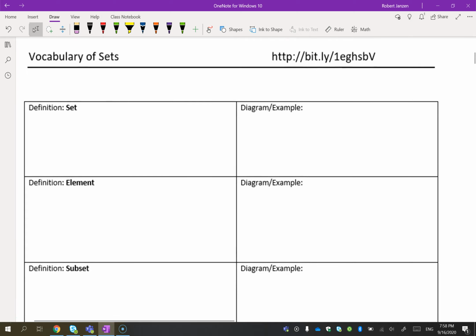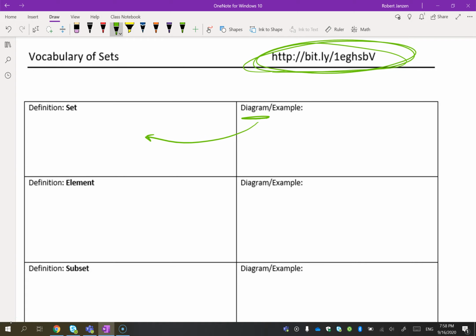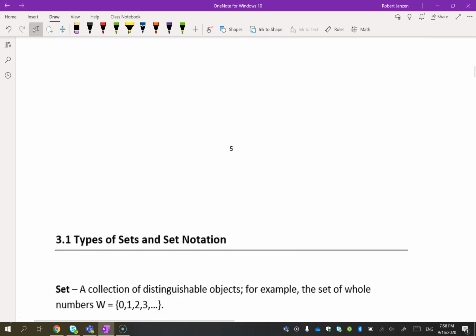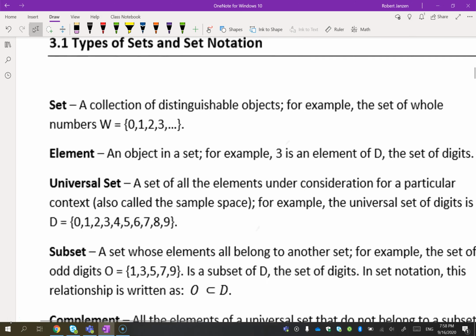I've also got a vocabulary of sets worksheet here. If you want to, you can go to this website. This will fill it out for you. This is just for you to have sort of a diagram to match every definition. You don't need to do this, but if you think that this would help you, then feel free to do that. We're going to start this lesson right here with a bunch of definitions.